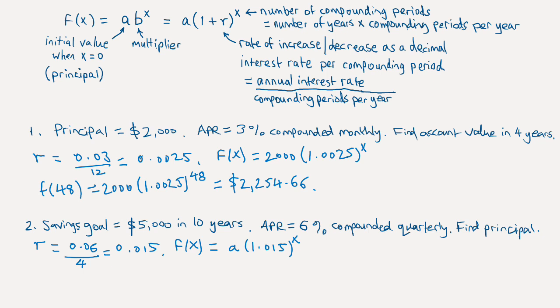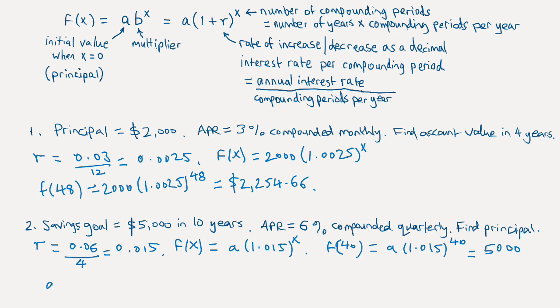So we could write down that f of 40 equals a times 1.015 to the power of 40. But we know what the value of the savings account should be in 10 years time. We want it to be $5,000. That's our savings goal. So we can set that equal to 5,000. So now we have an equation with one unknown, a, and that's what we're trying to find out. That represents the principal, the initial investment. And so we need to solve this equation for a.